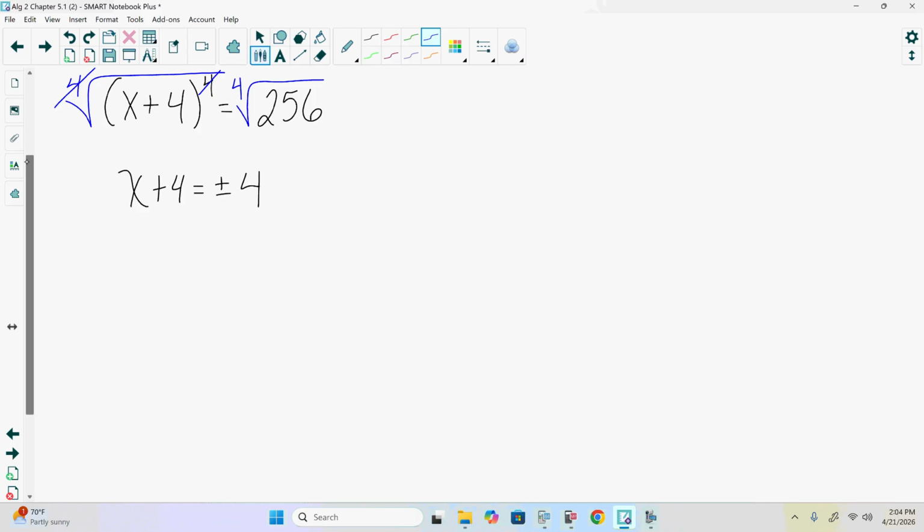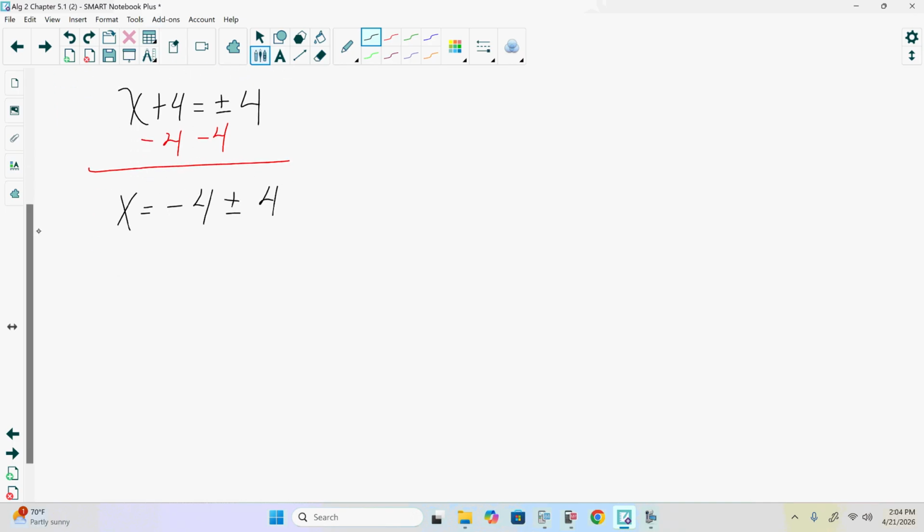Last thing we have to do is solve for x. And what can we do to solve for x? Minus 4. Now, because of the plus or minus, we can't just directly subtract the 4 from 4. Because of the plus or minus, we don't just have 4, we also have negative 4. That's signifying both in one statement. So we can't just subtract 4 from 4 and get 0 and say plus or minus 0. They're two separate values.